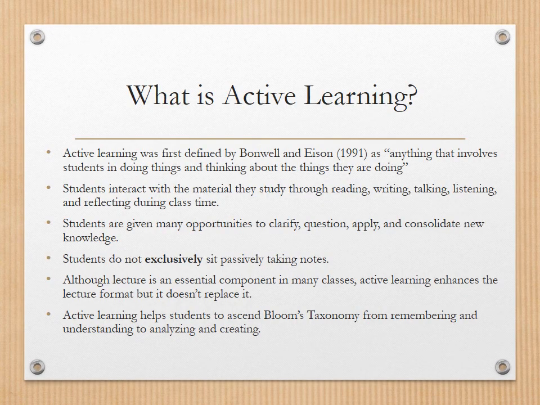So let's start off with defining active learning. It was first defined by Bonwell and Eisen in 1991 as anything that involves students in doing things and thinking about the things they are doing. Lots and lots of gerunds in that sentence. Students interact with the material they study through reading, writing, talking, listening, and reflecting during class time. Now, the point is that through this interaction is how students learn material. So that interaction piece is very, very important. So when we think of active learning, we have to think about how the students are interacting with the material they're learning.